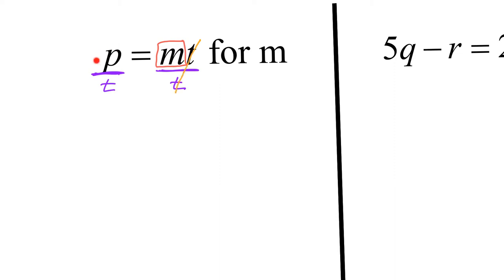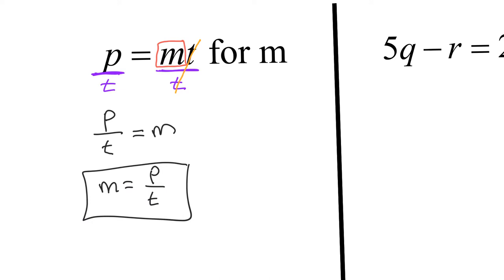On the other side, we don't have the same variable, so we cannot divide those two variables. We're going to leave it as a fraction, p over t, and we got m on this side, which is by itself. Now you can switch the order by using the symmetry property. m equals p over t, and that is how you solve for a specific variable. The m is by itself, and everything else is on the other side. The answer is not just a number. It's going to be an expression. This is an expression here.